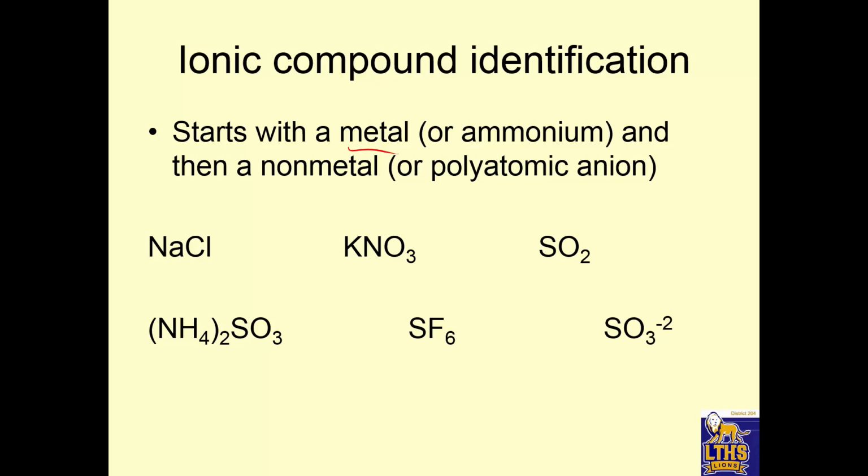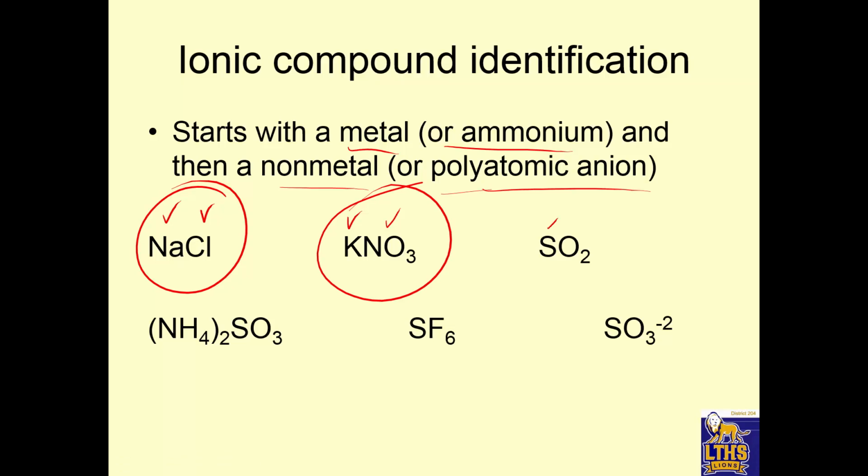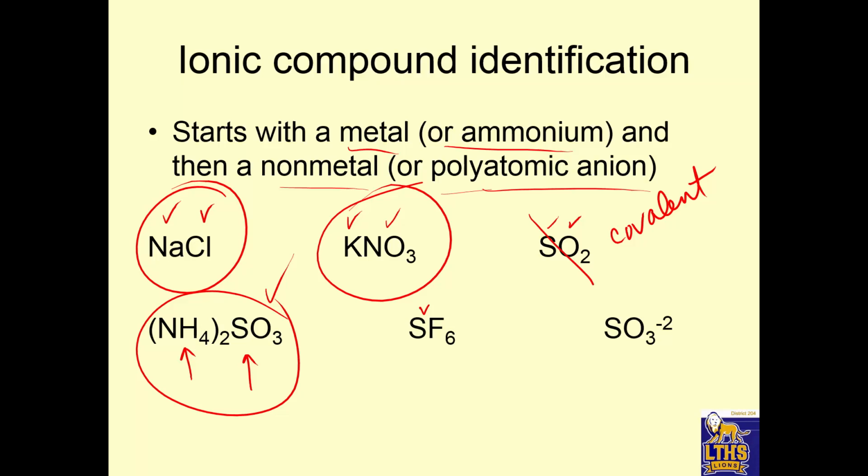You look for a metal or ammonium to start it, and then a nonmetal or polyatomic anion to end it. So look, the metal and nonmetal, yes, it's ionic. Metal and polyatomic ion, yes, it's ionic. Nonmetal, covalent. Polyatomic ion, ionic. Nonmetal, covalent. And then nonmetal, charge. So this is a polyatomic ion. It's not a compound because it doesn't have something to cancel its charge.